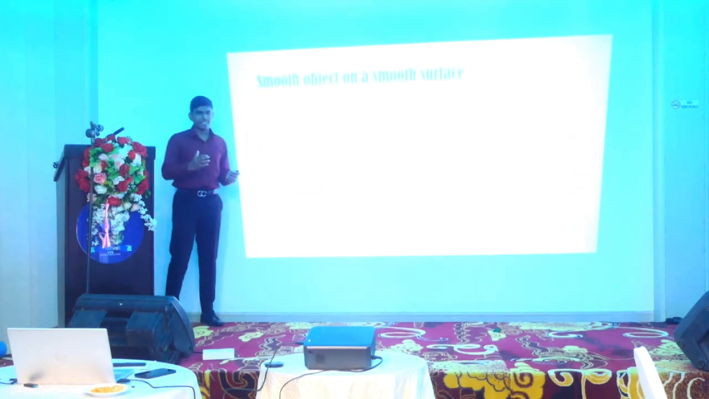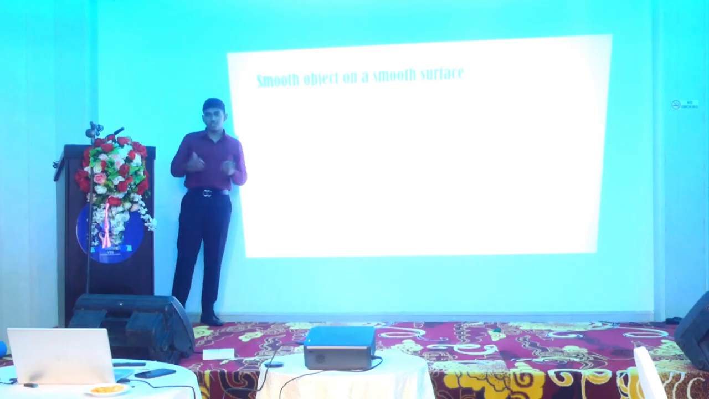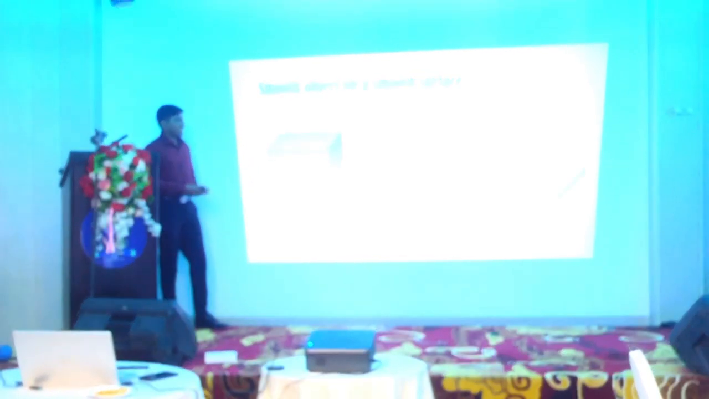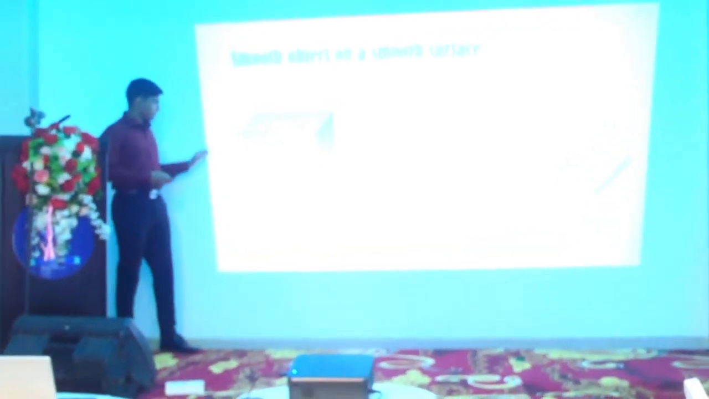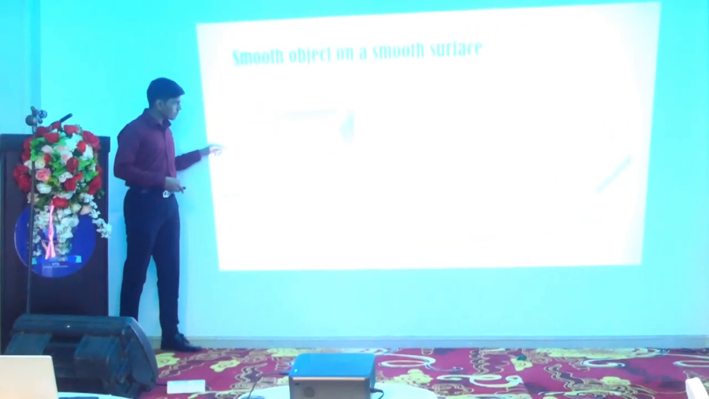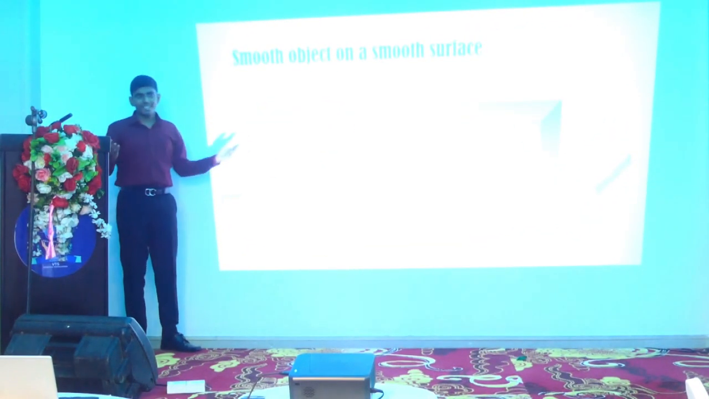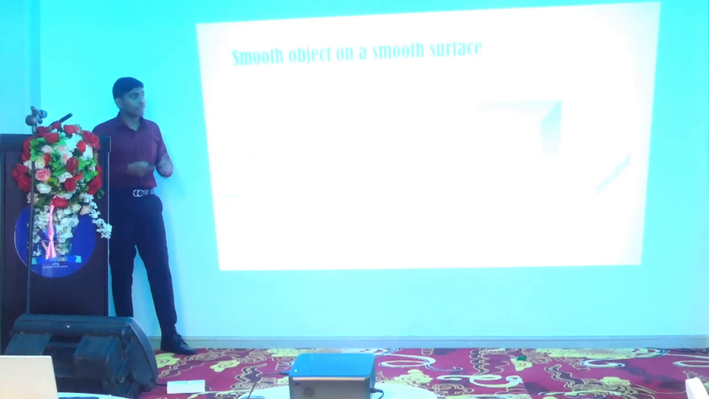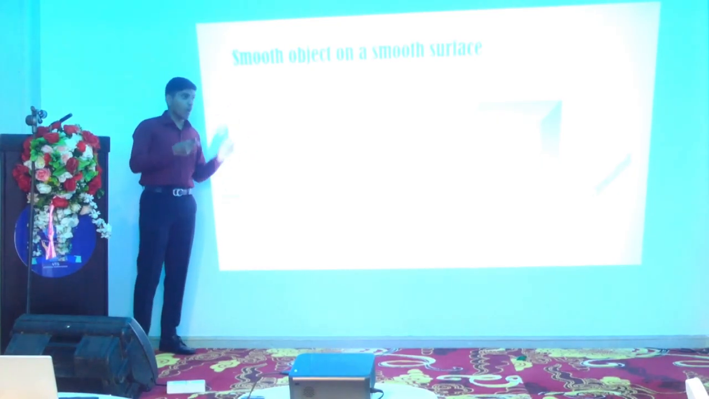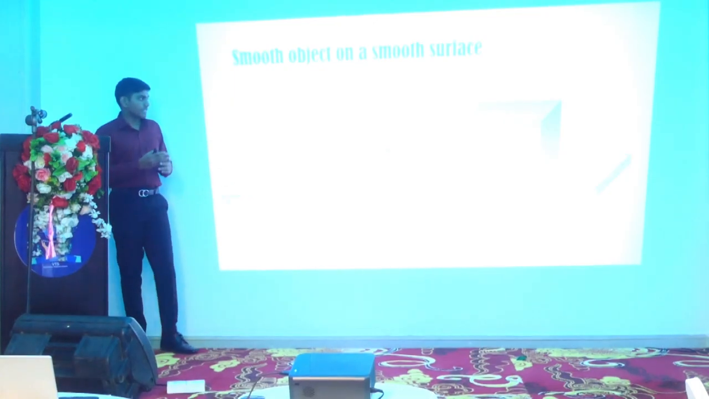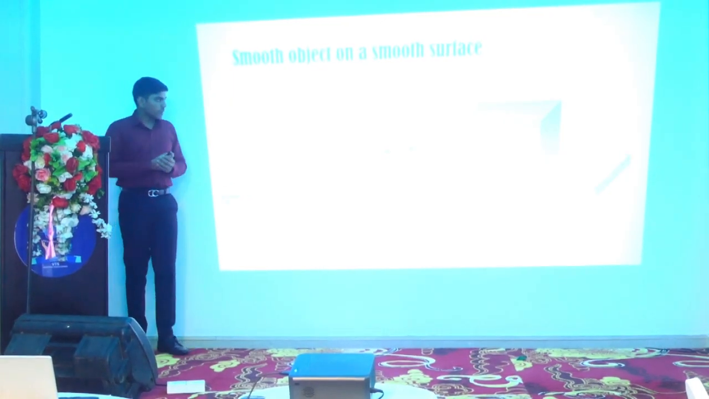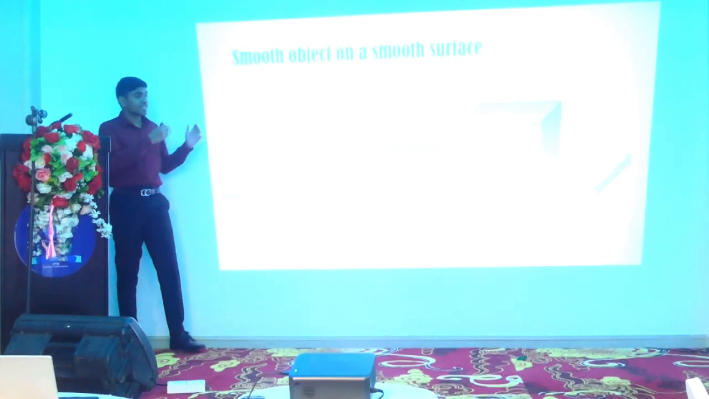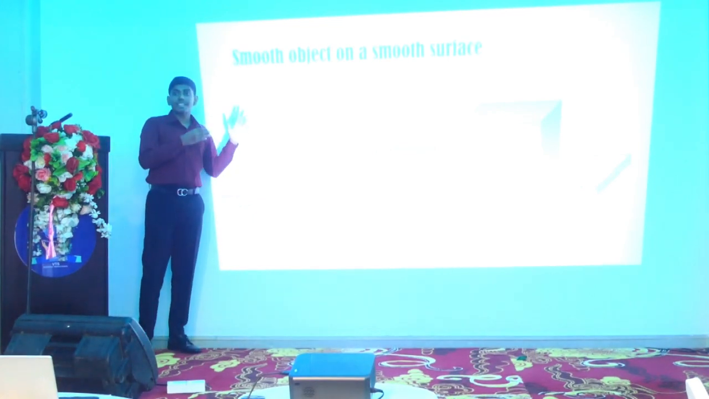The first case, smooth object on a smooth surface. Let's give it a small push. You see, it moves. So how is the friction here? The friction here is very low. That's why it goes very fast. Why is the friction low? Because both surfaces are smooth, the friction here is low.